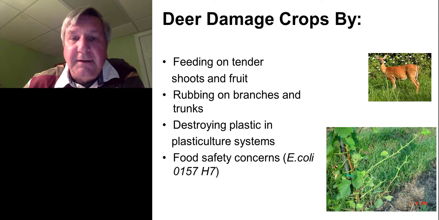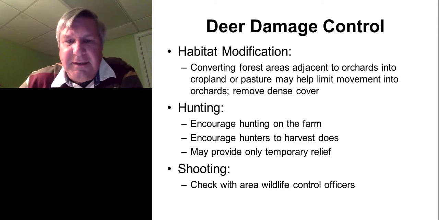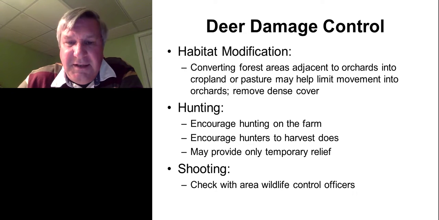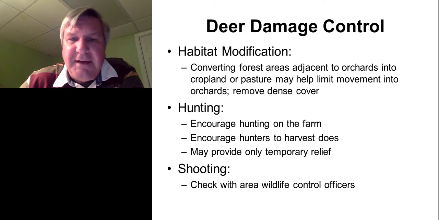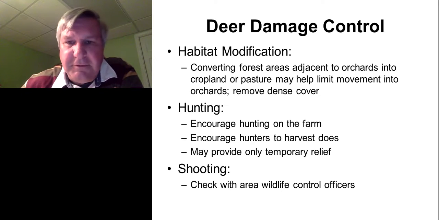coli and contamination. We can use some of the same techniques for deer control, habitat modification, stay away from cover where the deer like to hide or remove the cover. Hunting, of course, can be a little bit easier with deer than it is with birds. Birds are federally protected. Deer are under control of state agencies. So hunting on the farm, encouraging hunters to harvest does, working with landowners nearby, neighbors, to control deer can all help with damage management.